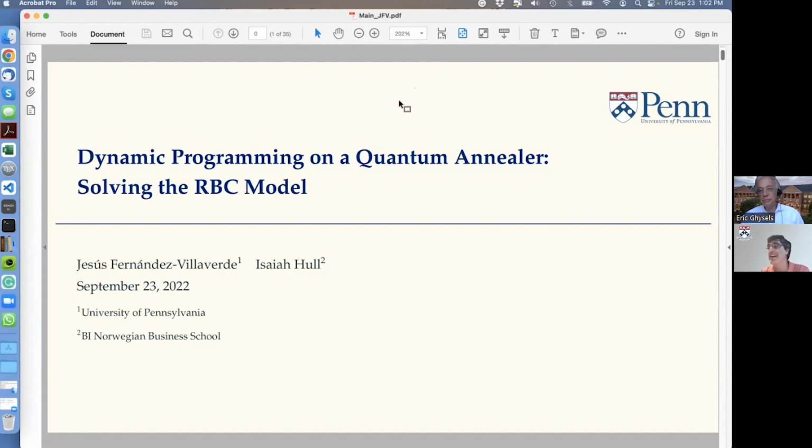My goal today is telling you a little bit about how to do dynamic programming on a quantum annealer, and in particular, how to apply it to solving the real business cycle model. And don't worry, I'm going to tell you in a second why this is important and what the goal is.